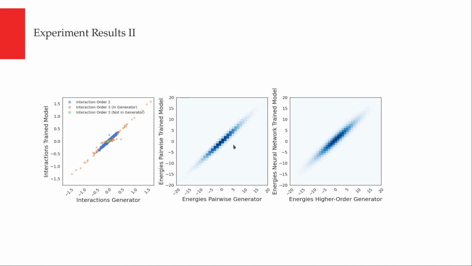There are more experiments in the paper. And you can also then check really if the interactions that you see in the neural network, again by extracting them in a very similar way to what we've seen before, really match the interactions in the generator. And in this case, this is actually true.